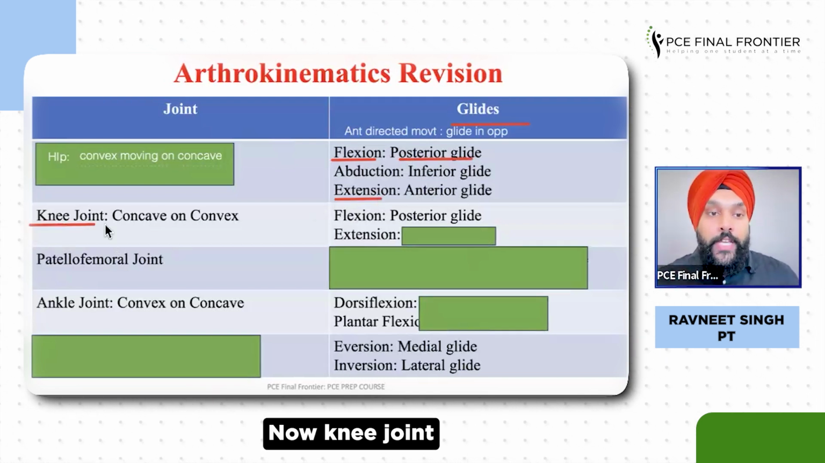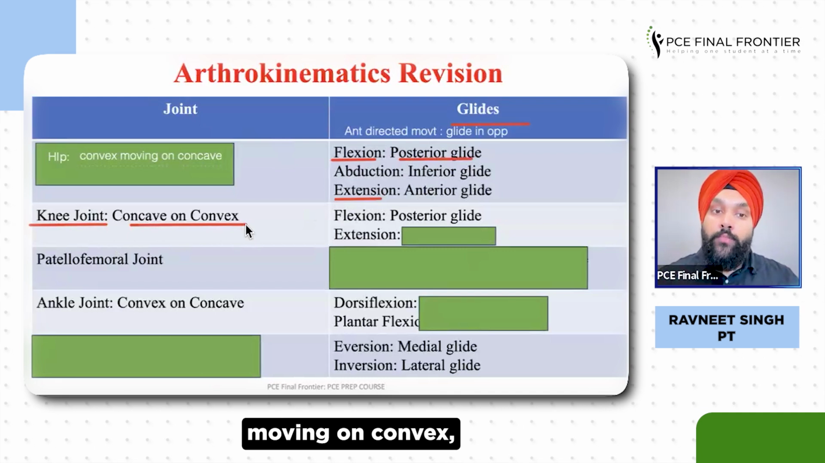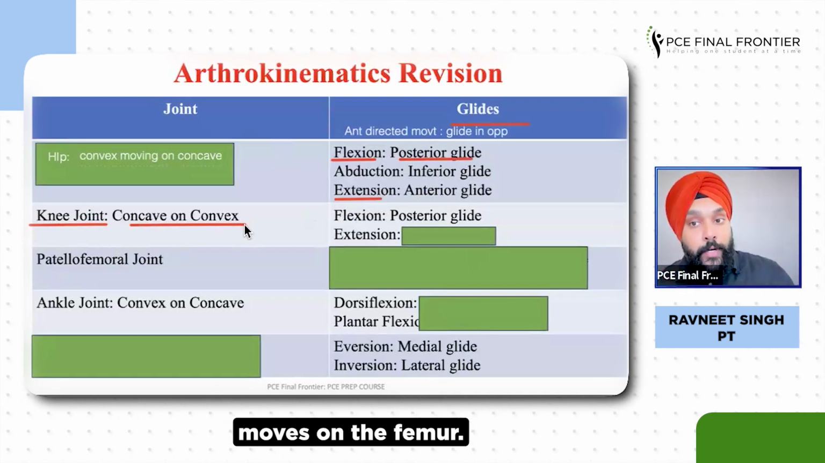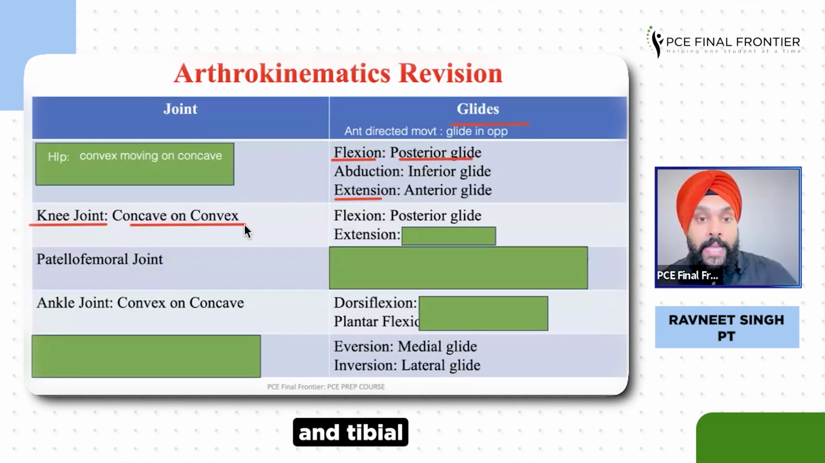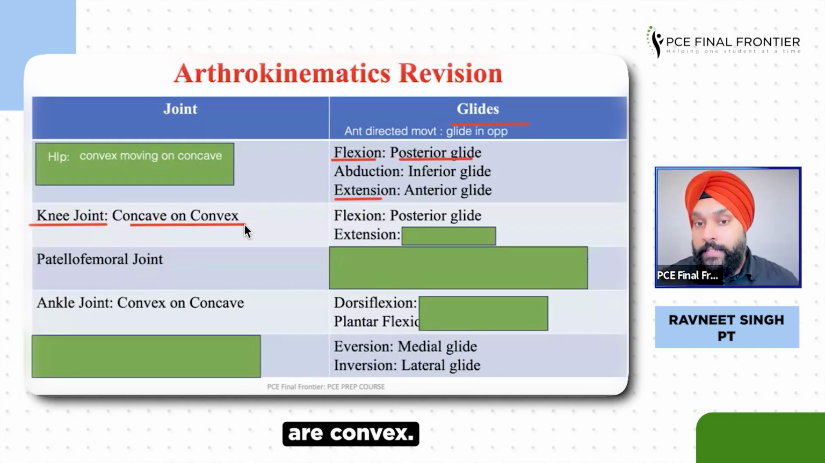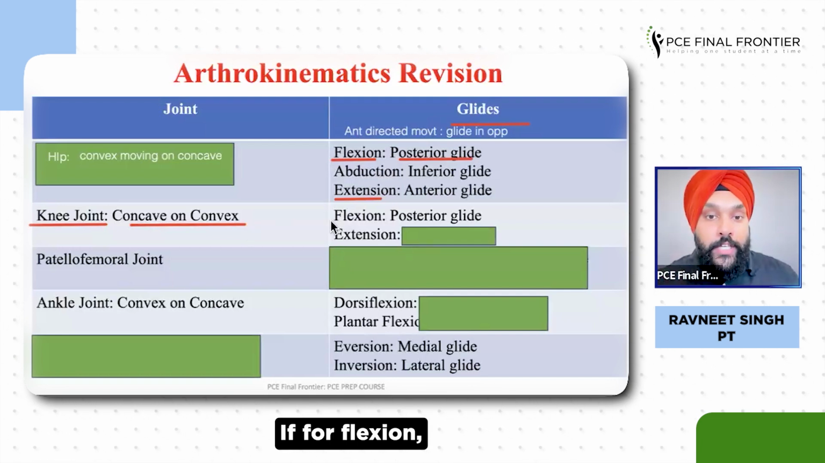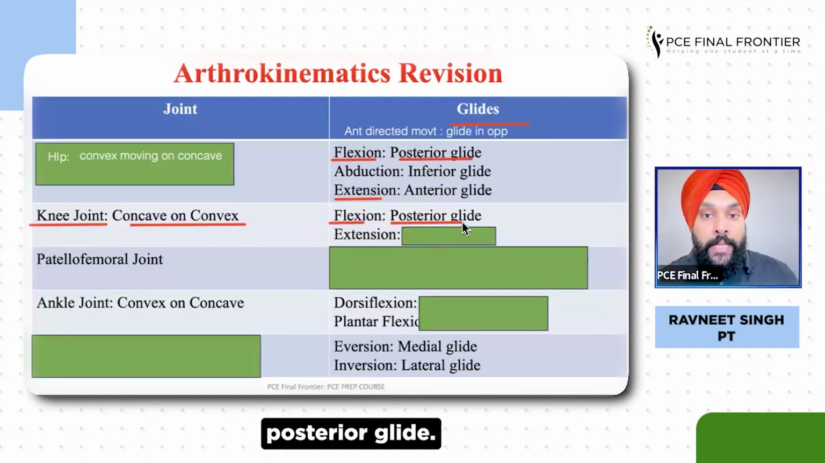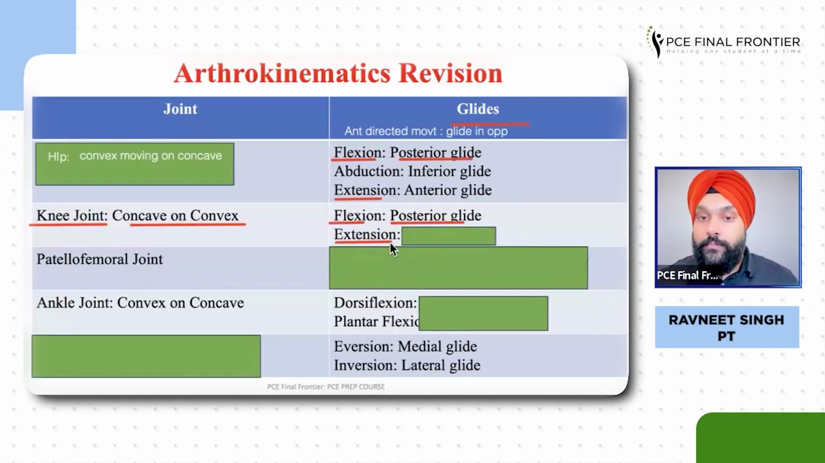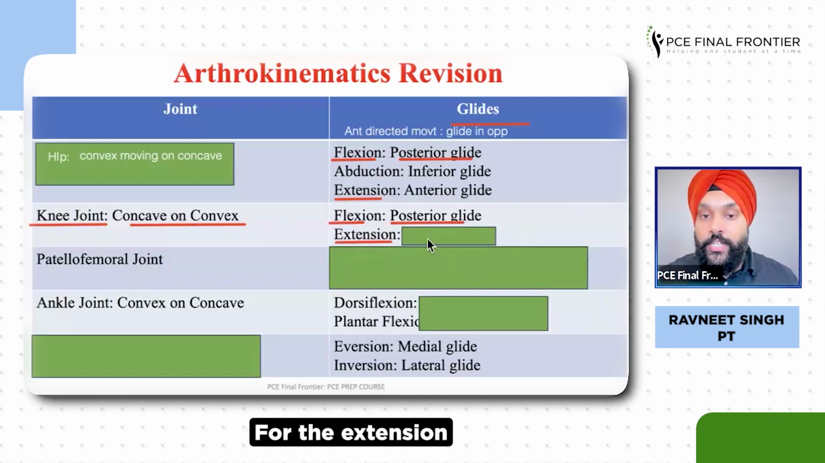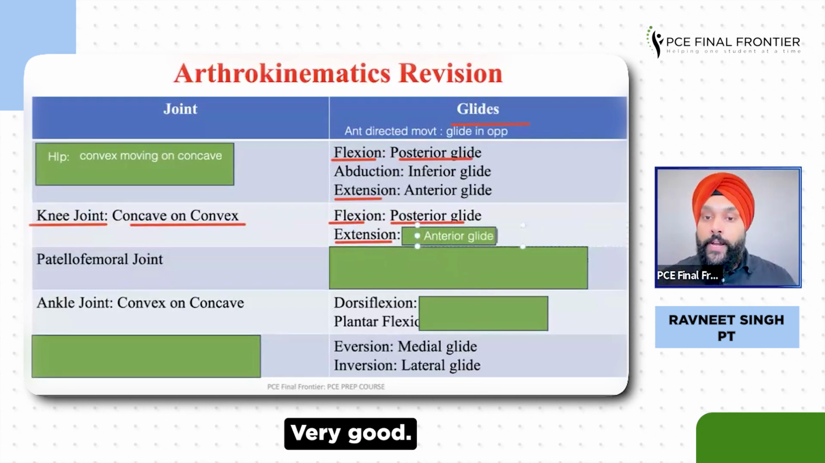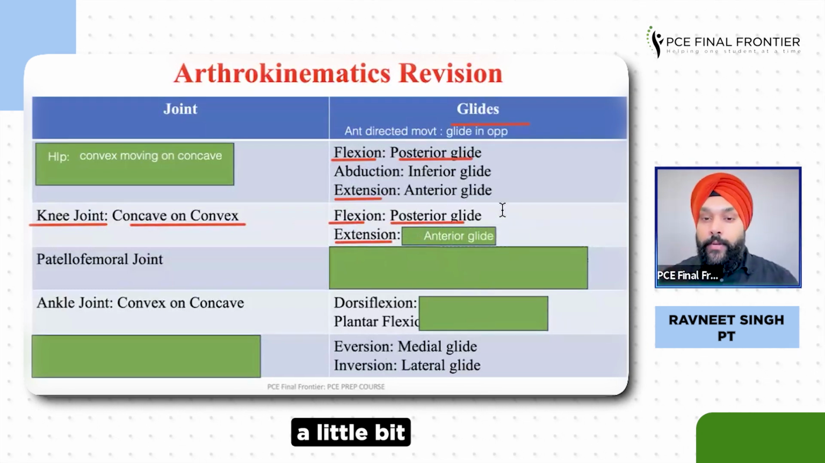Okay, great. Now the knee joint is a concave moving on convex, which means the tibia moves on the femur, right? And the tibial condyles are concave and the femoral condyles are convex. If for flexion you give posterior glide, what would be the answer for the extension? For the extension, it'll be anterior glide. Very good.